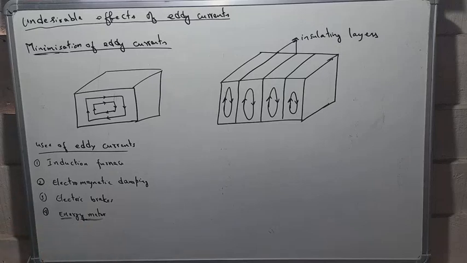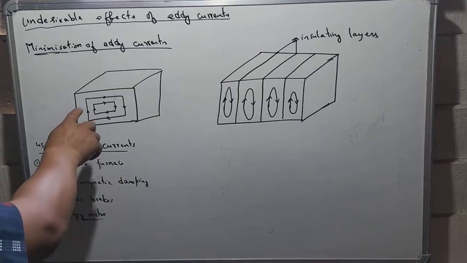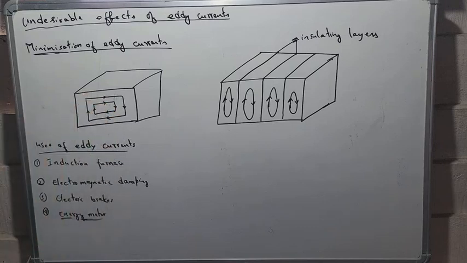This is a very important topic which is usually asked in the exam, and this topic is undesirable effects of eddy current. Alright, so we know eddy current is usually produced in the bulk of a metal when there is a changing magnetic flux linking with it. The eddy currents produced cause unnecessary heat, and hence a wastage of power.